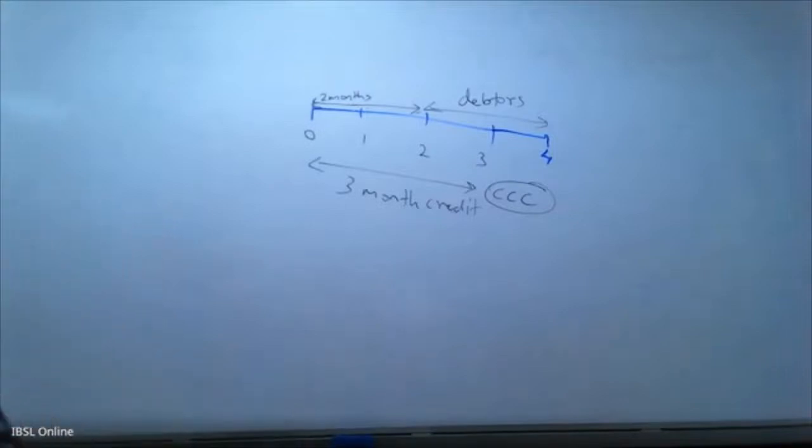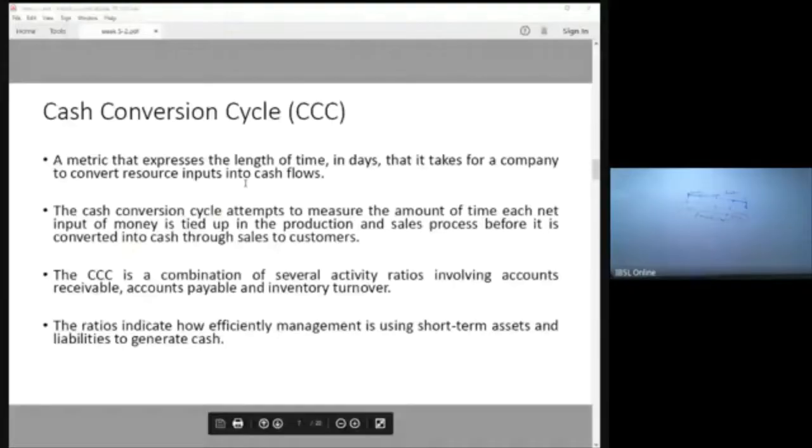Cash conversion cycle, it's a cycle that we just discussed. It's a metric that expresses the length of time in days that it takes for a company to convert resource inputs into cash flows. The cash conversion cycle attempts to measure the amount of time each net input of money is tied up in the production and sales process before it is converted into cash through sales to customers.